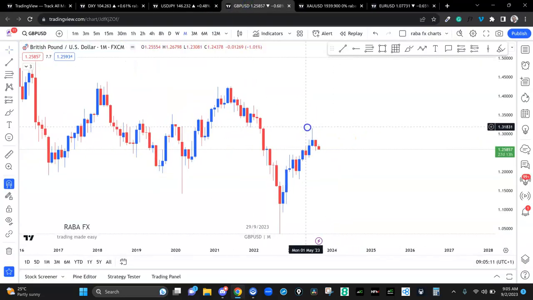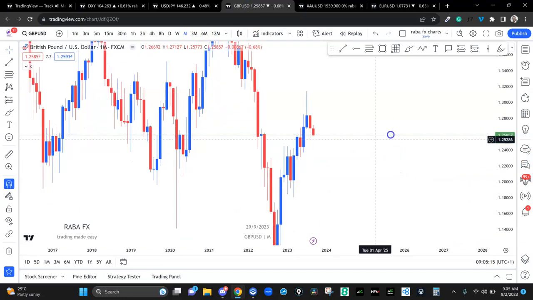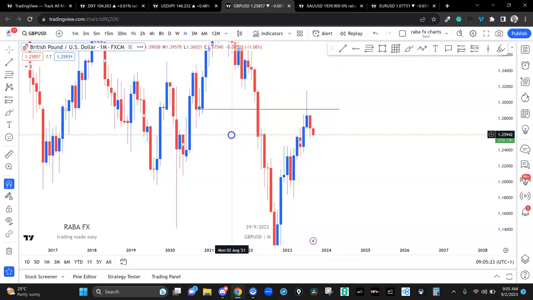Okay, so looking at pounds, we have the monthly chart here. We have price rejecting of this support or resistance. Yeah, it's still the opening price. Okay, when it's broken, this is a retest. Okay, so price rejected of there.